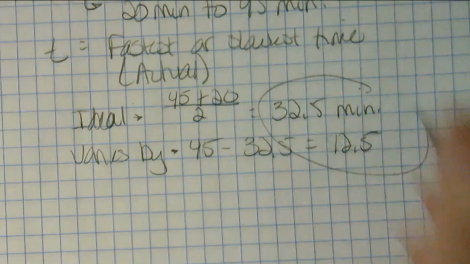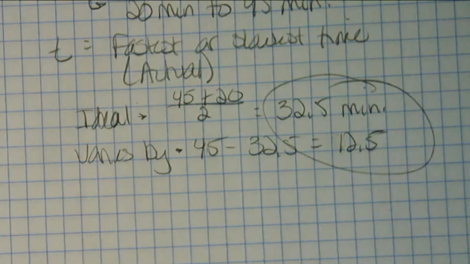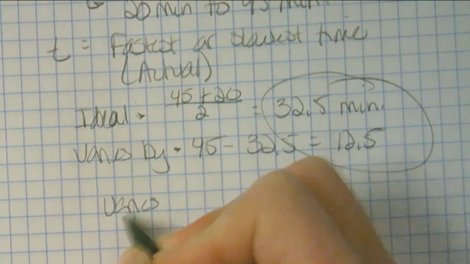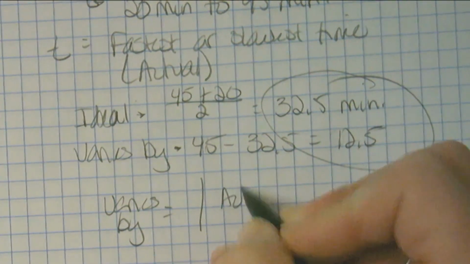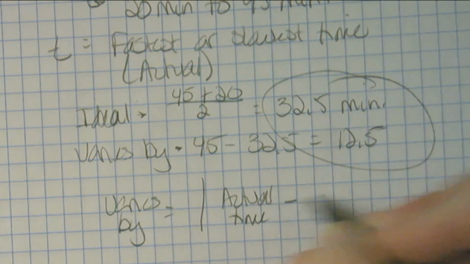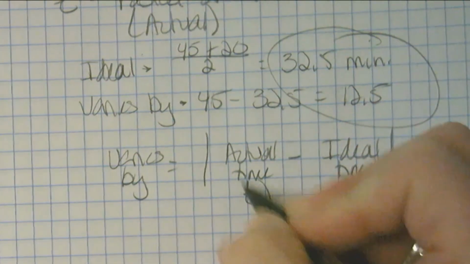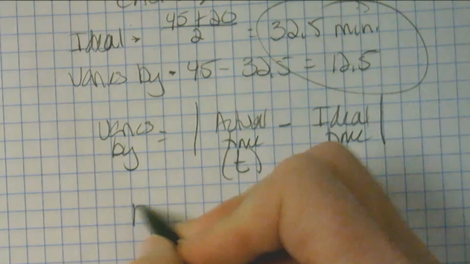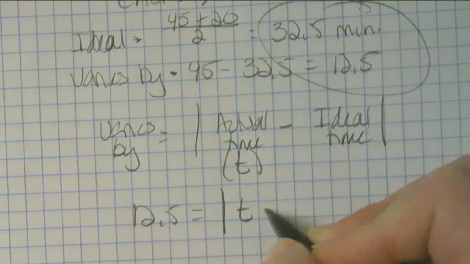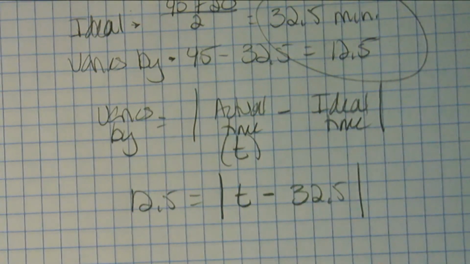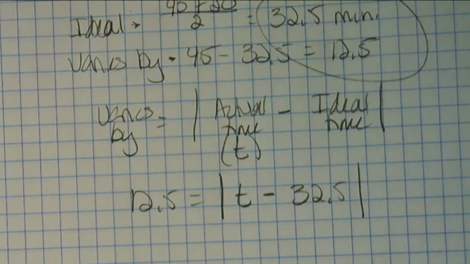So now I have the two values I need to set up my inequality, or my absolute deviation. All right, so I have my varies by is equal to my actual time minus my ideal time. And now I just substitute that in. My actual time is the t. So I would have 12.5 is equal to the absolute value of t minus 32.5. So that was a little bit different. It made you think about what are the things that you need to write that problem and how do I get them from what I have.